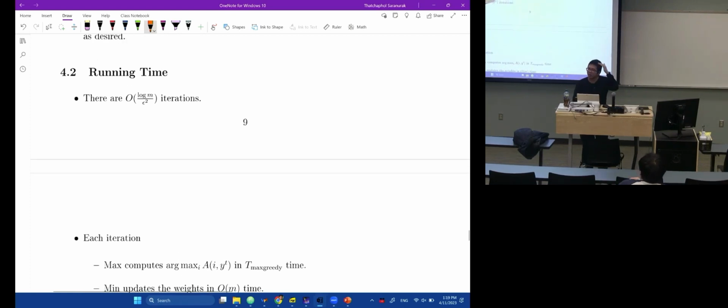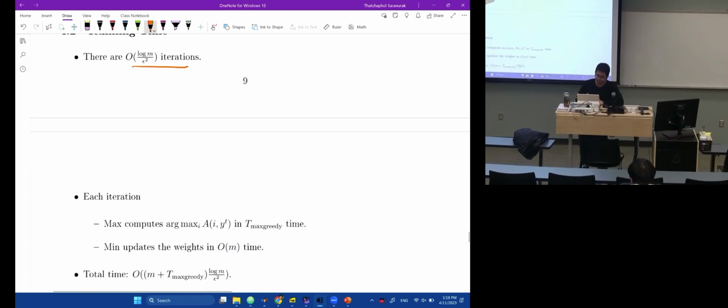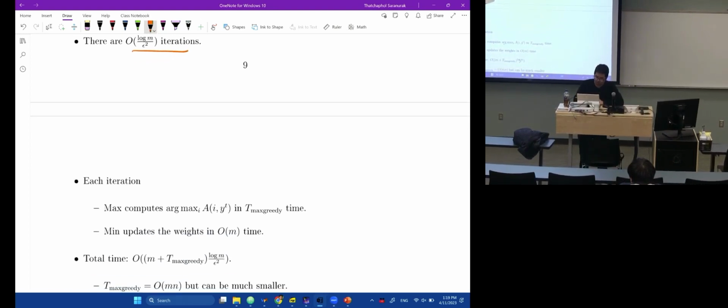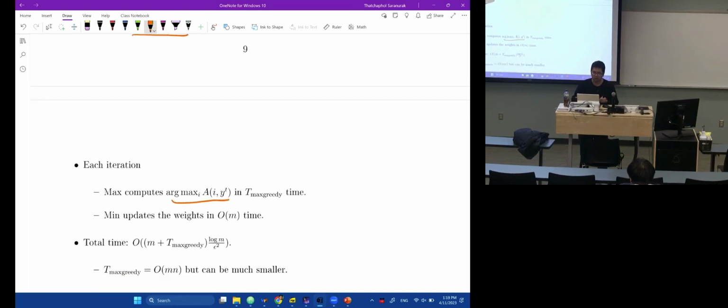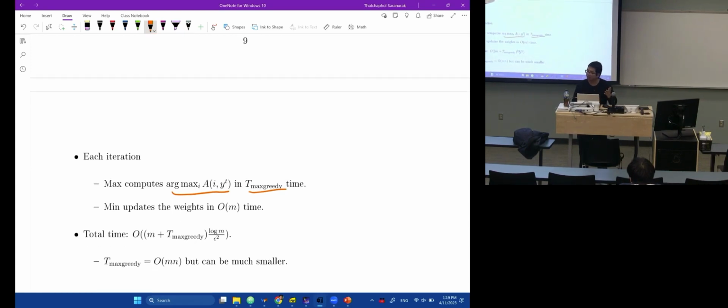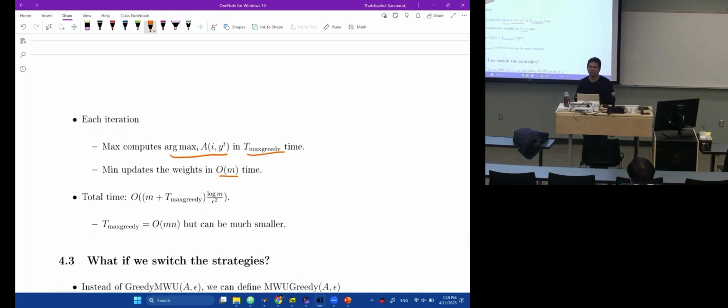What's the running time of this whole thing? There are this many iterations, and on each iteration, the max player needs to solve some argmax question. Let's say that running time is denoted by max greedy. Then the min player needs to update the weight, which is linear in the number of columns, m. So the total time is the time to update the weight, plus the time to be greedy, times a log factor, which is the number of rounds.